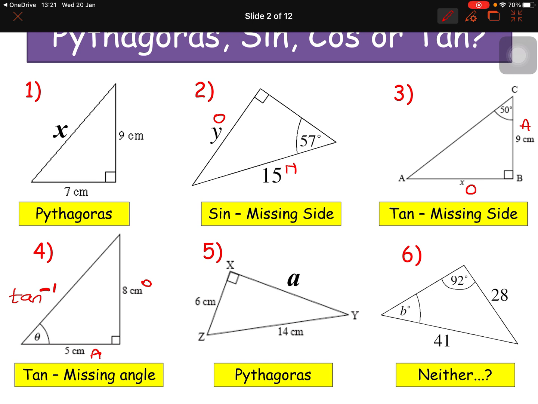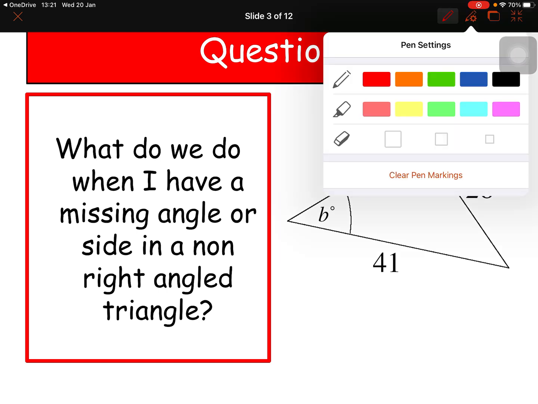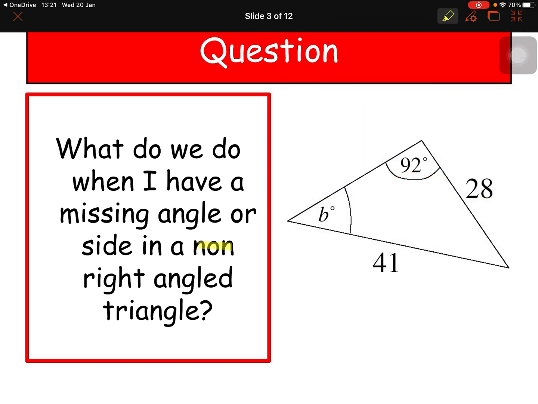And that's what we're going to look at today. Because there is a way for us to work out this missing angle. You just haven't started it yet. So, this is the question. What do I do when I've got a missing angle or a missing side, but crucially, it is a non-right angle triangle? So there's no right angles at all, so I cannot use Pythagoras or my basic trigonometric functions.